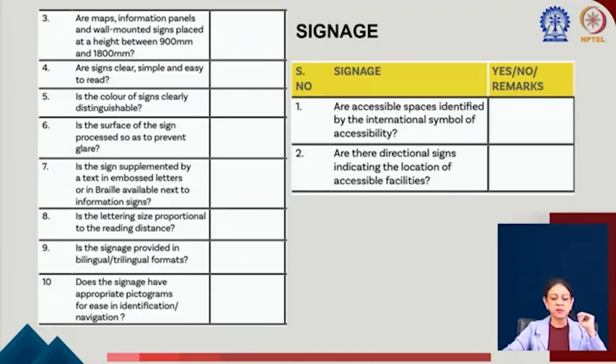Signage, height of the sign. Is the lettering size proportional to the reading distance? We have all seen these. Whatever we have learnt as guidelines or standards are converted to questions for every zone, and you are trying to answer yes or no, and rate them.